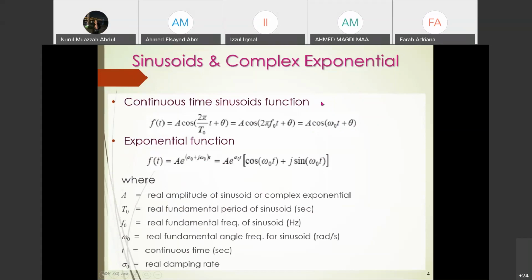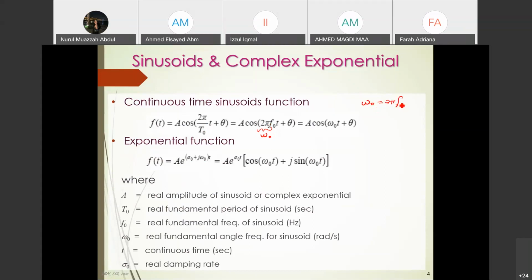So omega naught is actually 2 pi F naught, which is equivalent to 2 pi over T naught. This is the relation. Omega naught is the angle frequency, and the unit is radian per second. So omega naught is equivalent to 2 pi F naught.